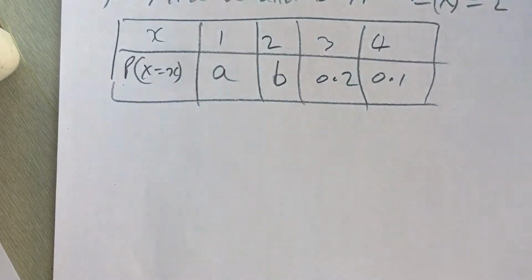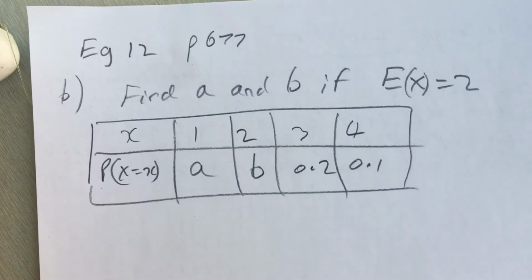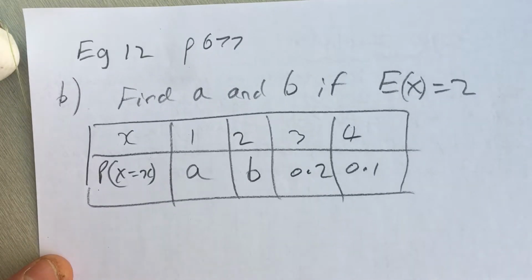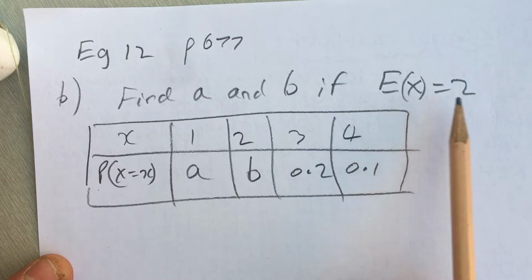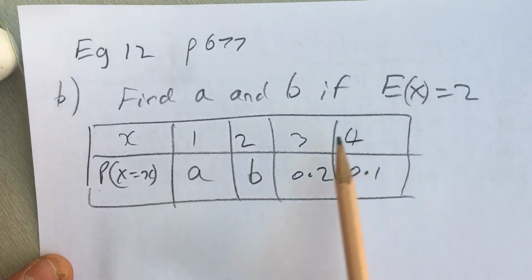Okay, we'll look at one more example. This is a very similar question in a way. You've got a table. Remember, if you don't have a table, you make the table. The first thing you do is make the probability distribution table. And this one says, find A and B if the expected value is 2. So we're given the mean, we're given the expected value is 2. And find A and B.